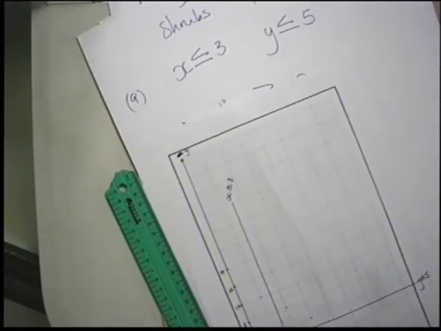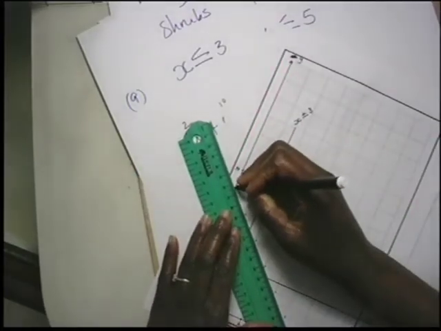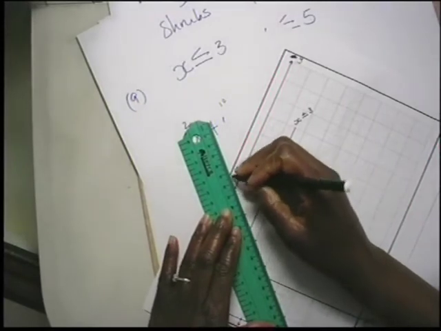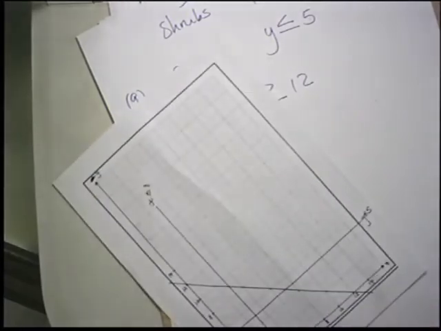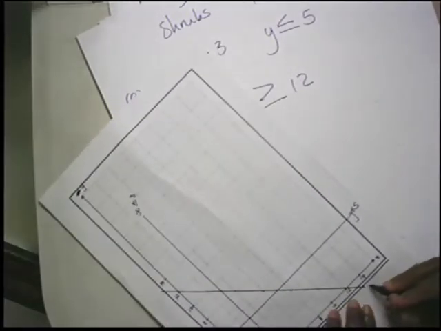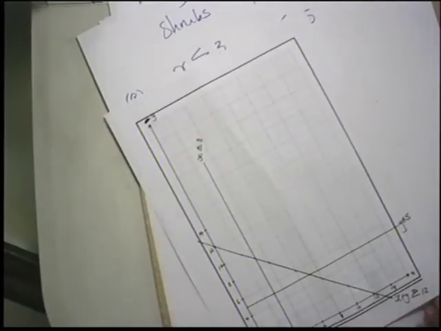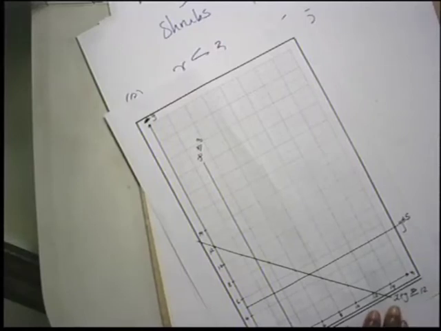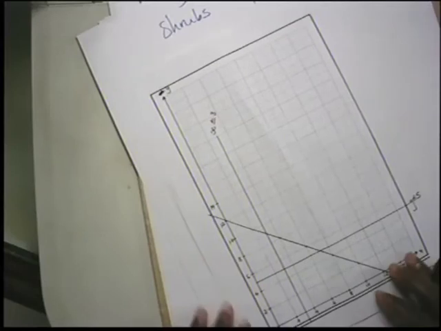12 plus 0, and then you just join those points. Okay, all those points, so then you join the points there. For x plus y it is also going to be a solid line. So then this is x plus y, 12, at least. Okay, it's going to be like this one. Okay, I think it's that one.